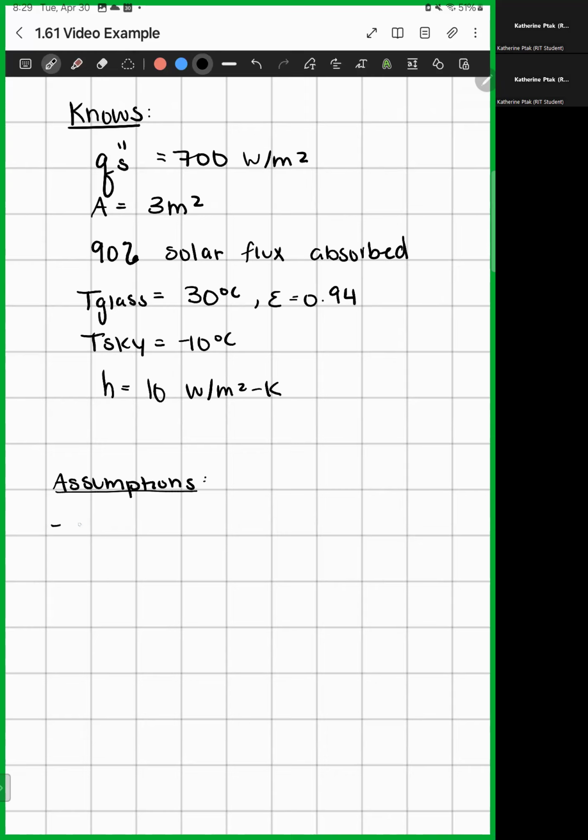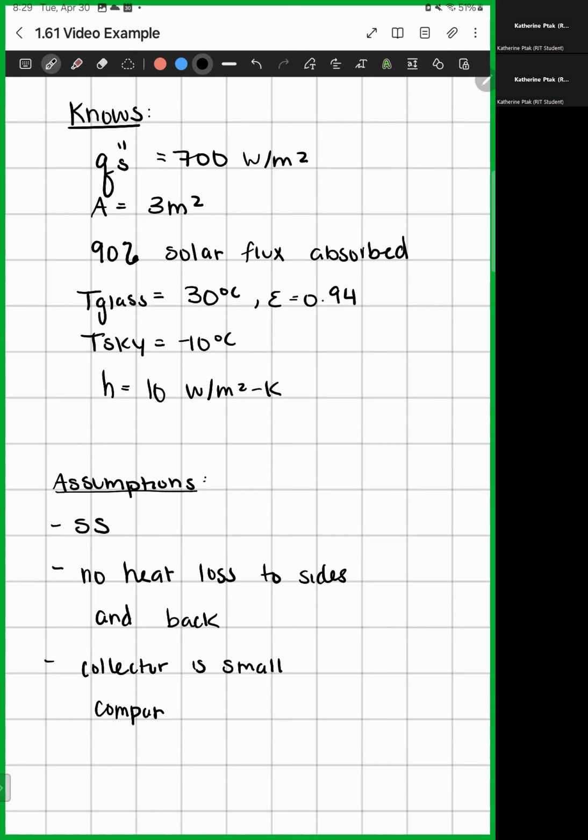We're going to assume steady state. We will assume no heat loss. So the sides and back of this, we're just going to assume that it's well insulated. There's no heat loss out of this collector. And then we're going to also assume the collector is small compared to the surroundings.